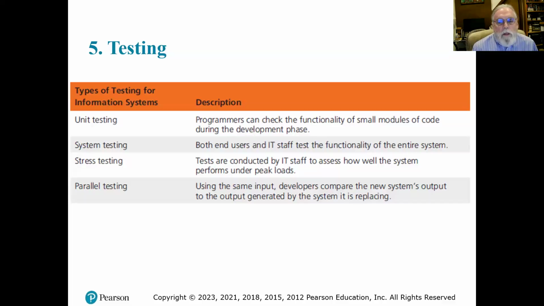Parallel testing is one I really like. This is where you have the new system running and the old system running at the same time. Sometimes you may even have to duplicate the hardware to have two complete systems. Depending on your system, you may be able to have both programs running on the same hardware. But you've got both systems running, they're both accessing the same database, and then you put inputs into both of them and you see, do I get the same results on the new system as I did from the old system? Of course, that's assuming that the old system was working correctly.